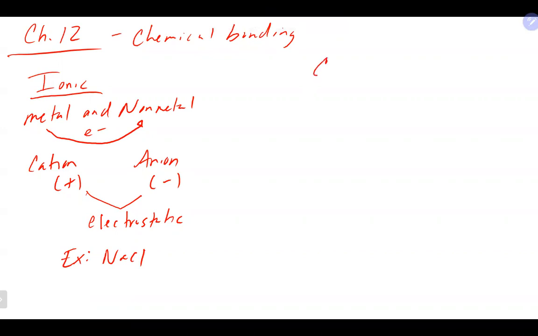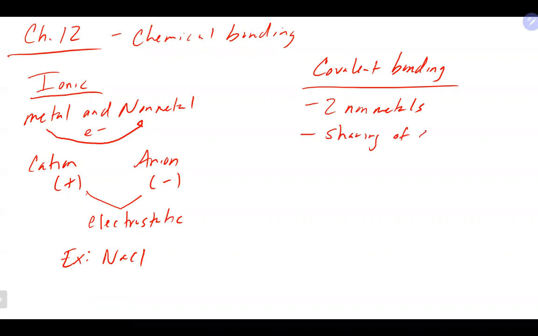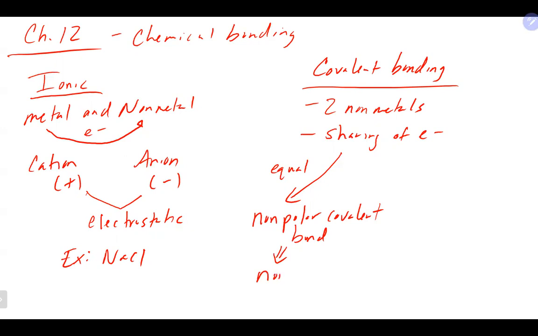Now, we also talked about covalent bonding. In covalent bonding, that was between two nonmetals. And unlike ionic bonding, there is some sharing of electrons here. The sharing of electrons can be one of two things. They can be equal sharing of electrons, and that is what is referred to as a nonpolar covalent bond, or simply, most people just call it a nonpolar bond. That would be something like F2, for example.